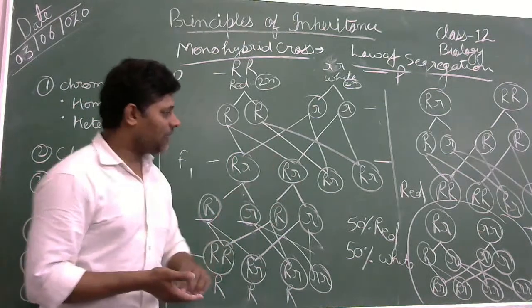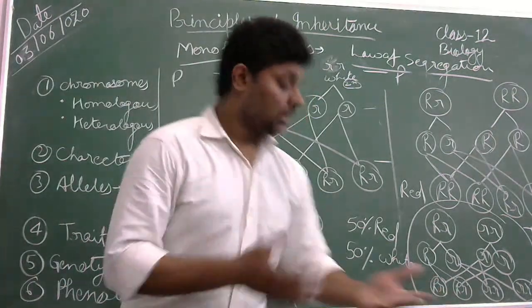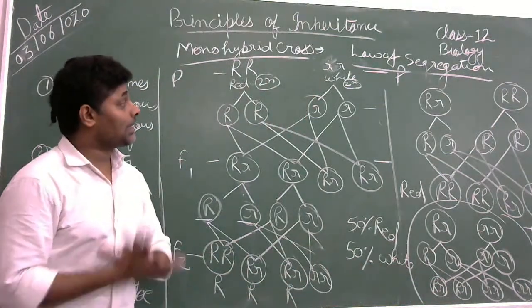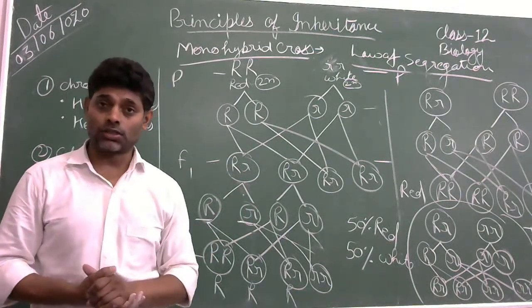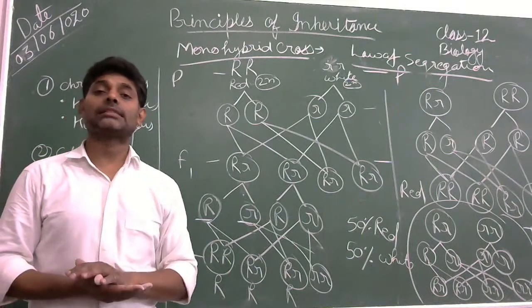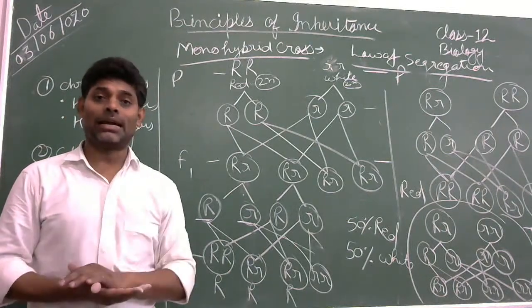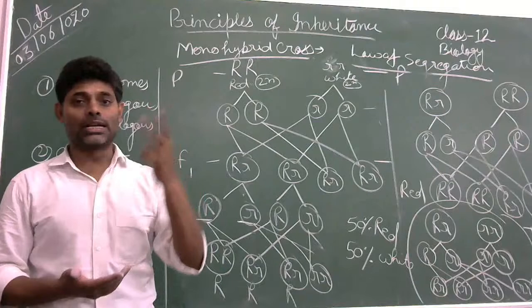Clear? So today we have discussed up to the monohybrid cross, that is the law of segregation, and back cross and test cross. In the next class, we will discuss the dihybrid cross. We will consider two characters.